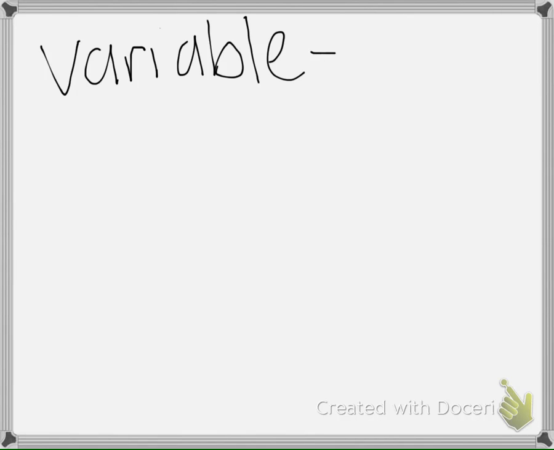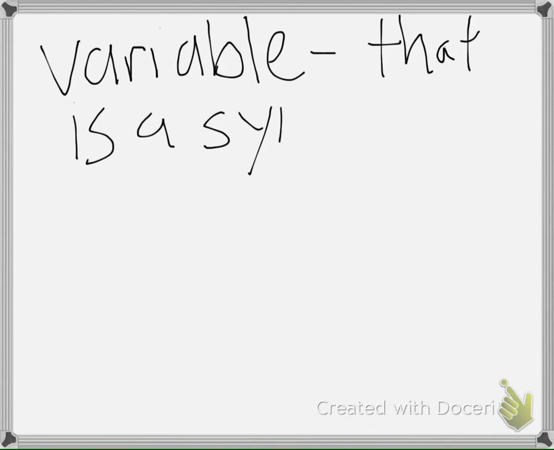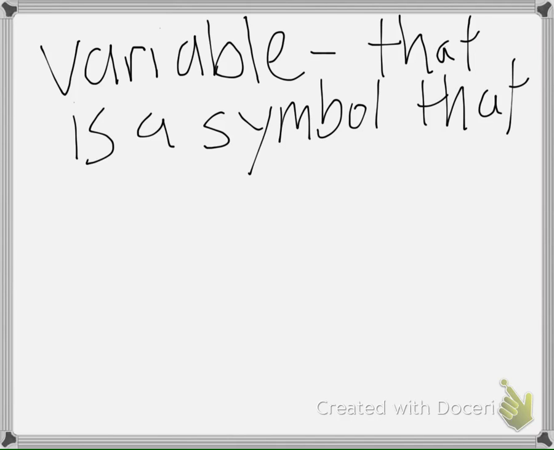Okay, starting a new term, we're skipping 4, going to 5. So for 5-1, the most important things we're going to need to do is pick up some vocabulary. The first one is a variable. And that is a symbol that stands in for an unknown number.